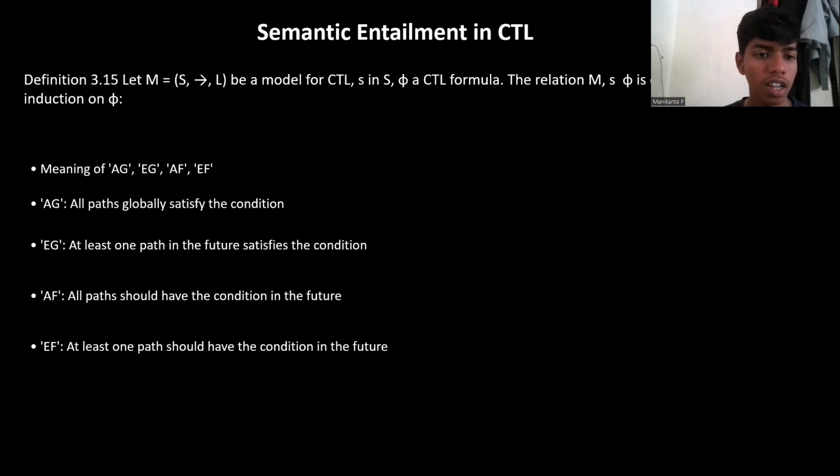Whereas EG is at least one path and G is globally. Now combining E and G we get at least one path globally satisfies the condition. Similarly, AF is all paths should have the condition in the future, and EF at least one path should have the condition in the future.